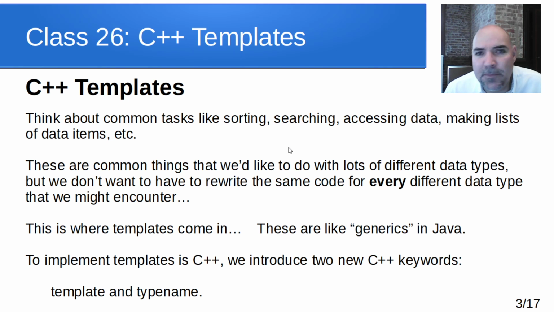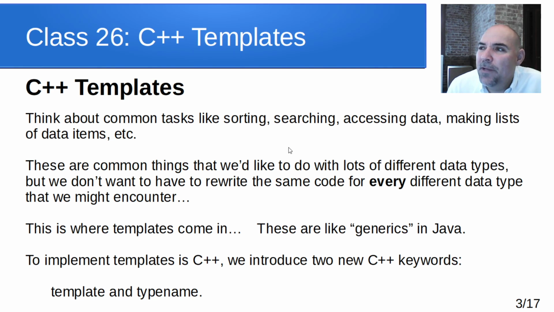Lists of file names, lists of... so the ability to sort things, but we want it to work on different types of things that we're sorting. We don't want to have to rewrite the same code for every different data type that we might ever encounter in our programming. We don't want a library for book sorting routines, and bullet sorting routines, and student record sorting routines. We don't want to have to rewrite all those functions. So that's where templates come in.